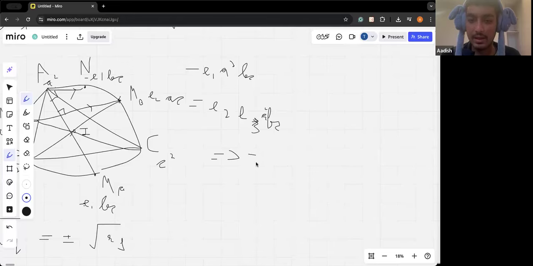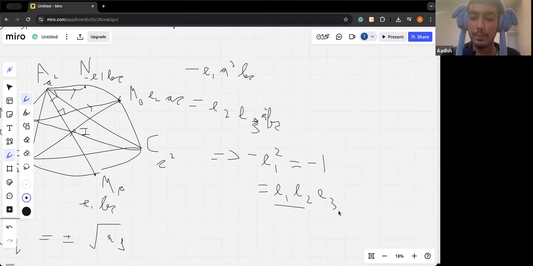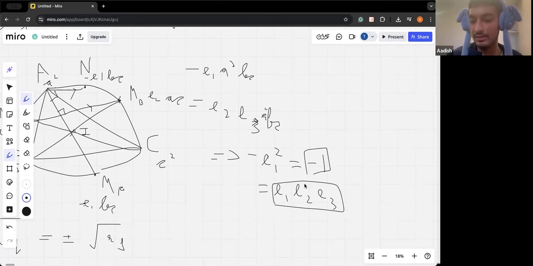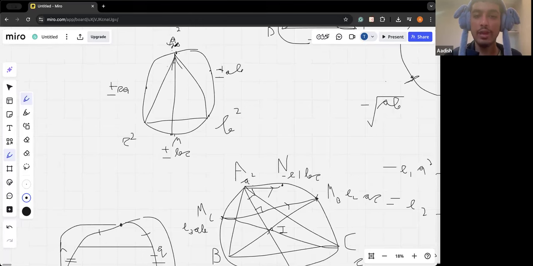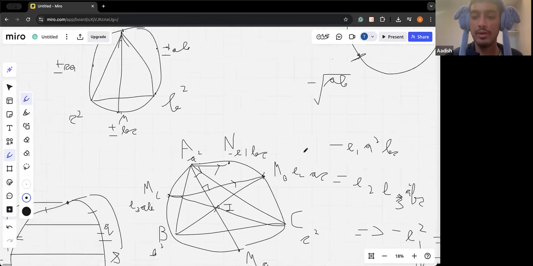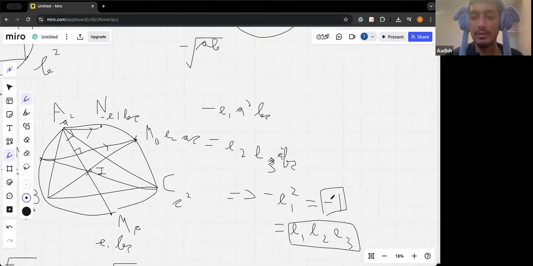Cancel the A square BC and so on. You get minus E1 square equal to E1 E2 E3. And since E1 was plus or minus 1, this is just minus 1. So the product E1 E2 E3 is minus 1. Hence, you cannot pick A, B, and C in such a way that all three arc midpoints are positive, because their product has to be minus 1.